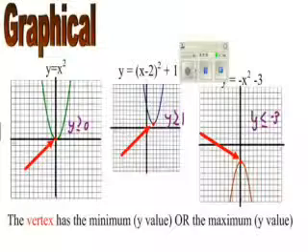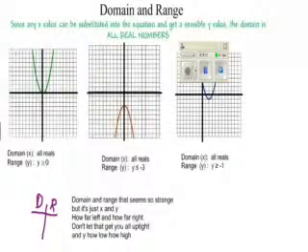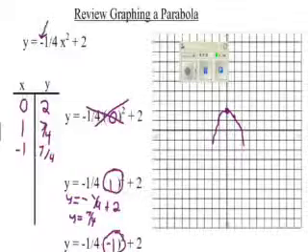The graphical representation, we focused on the vertex, which is the minimum if the parabola is opening up. It is the maximum value for the function if it's opening down. Domain and range simply means all the x values and all the y values that are represented by the function. And then we went and reviewed how to graph. So now you should be ready to start your homework.